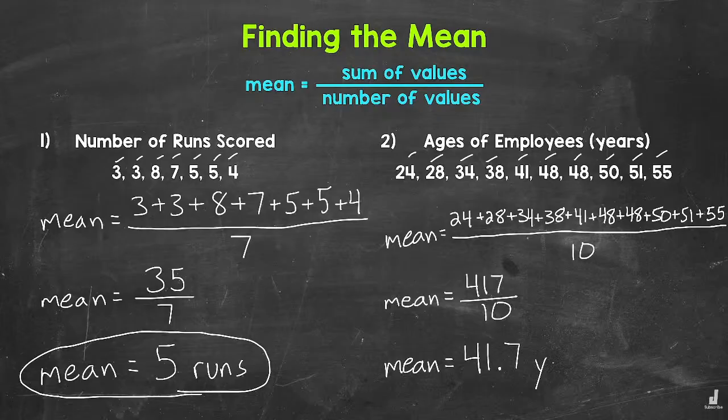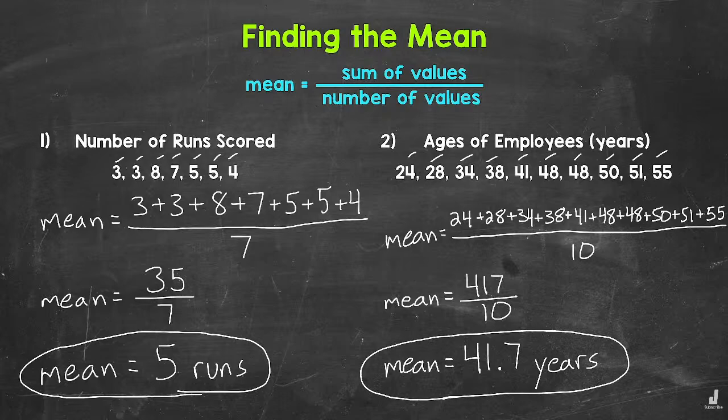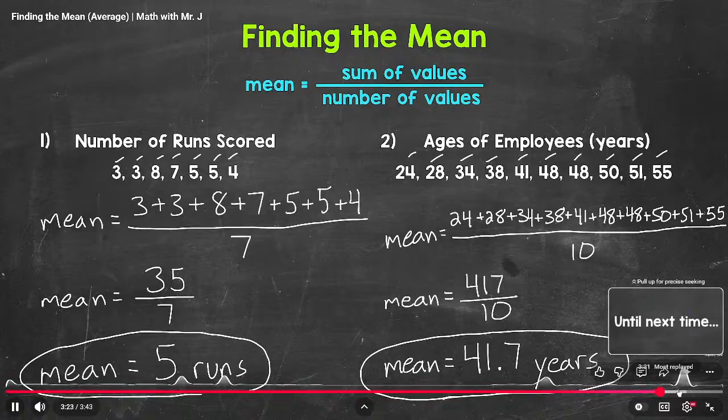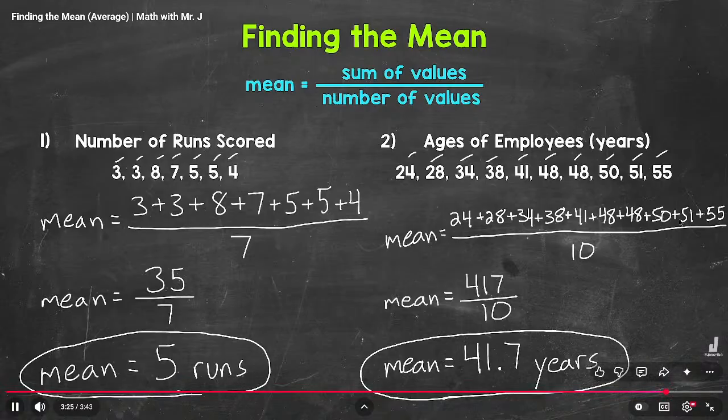And this is years. So that's the mean, the average age of the employees. See how this one is a decimal? Still right. So there you have it. There's how to find the mean. Take the sum of the values, so add everything up, and then divide by the number of values. That's going to give you the mean, or average.